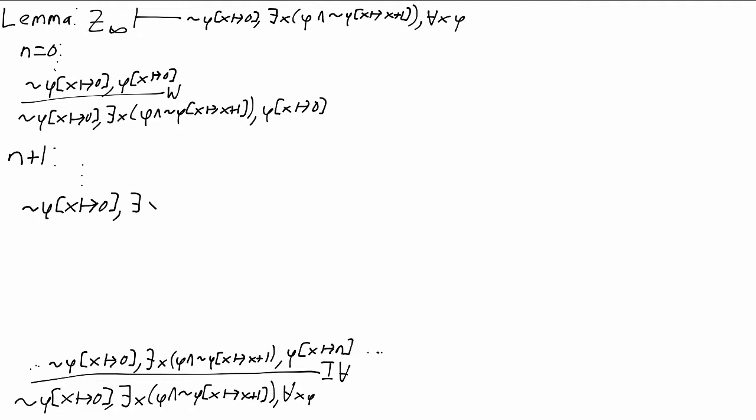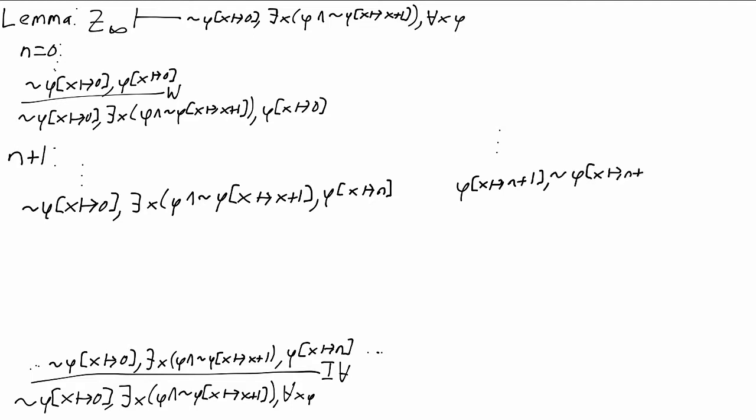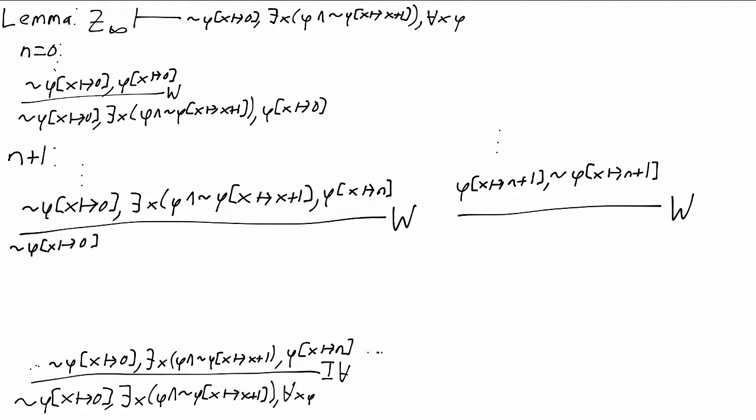So suppose we have a deduction of not phi of 0 dot dot dot phi of n, and what we want to do is get a deduction where we replace that n with n plus 1. Well, we have a deduction of phi of n plus 1, comma, negation of phi of n plus 1. And we want to use and introduction to combine the phi of n from our old deduction with the not phi of n plus 1 here.